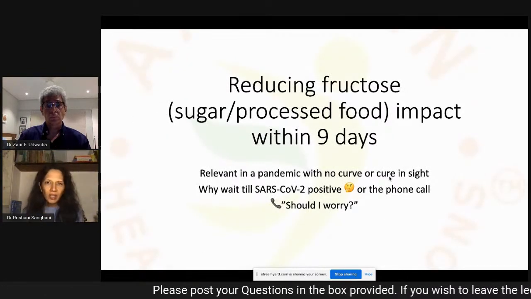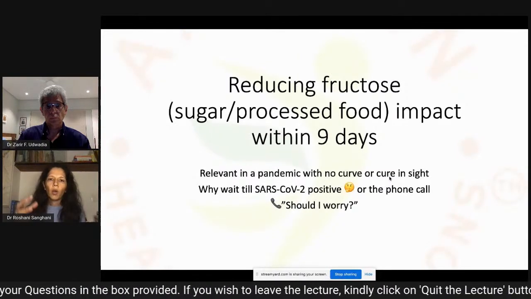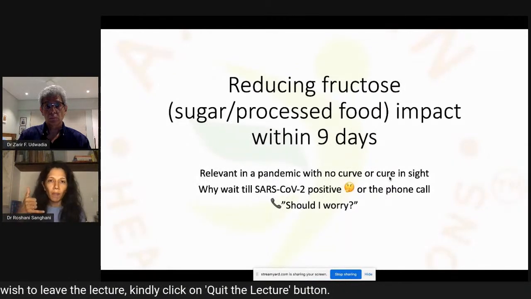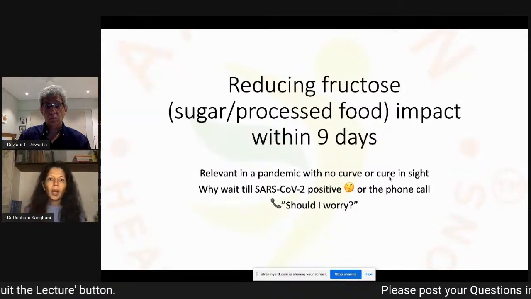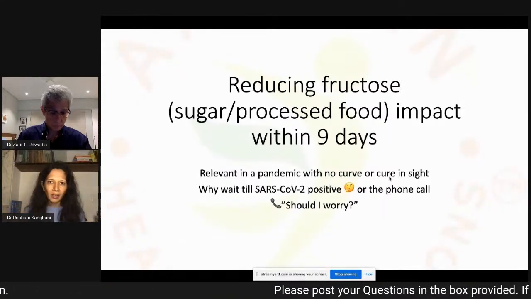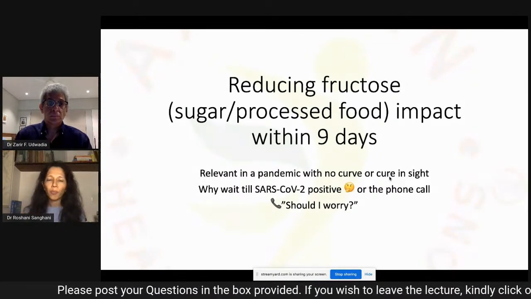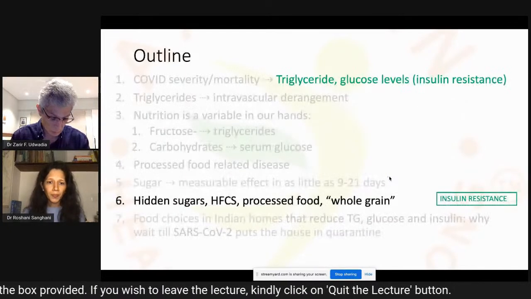So when we are dealing with a pandemic with no curve in sight and no cure in sight, 9 days is pretty short. And why wait for that PCR test to come positive and the call comes to the doctor? Should I start worrying now? How about before the cause for worry starts, 9 days starting today, why aren't we taking the sugar out, processed food out, and get this benefit into everybody's homes?